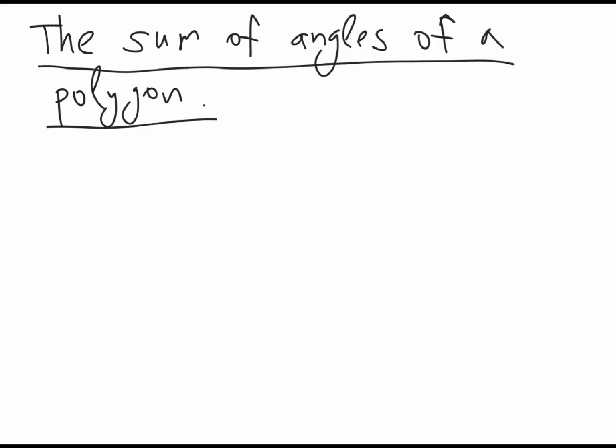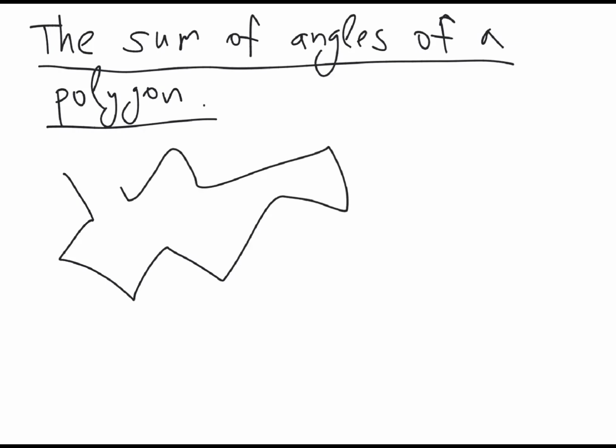Okay, in this video I'm going to talk about the sum of angles of a polygon. So basically if you have a polygon, like any polygon, something like this, let's say a polygon with n vertices, then the sum of its angles is equal to 180 degrees multiplied by n minus 2.